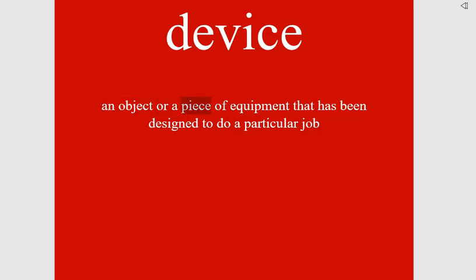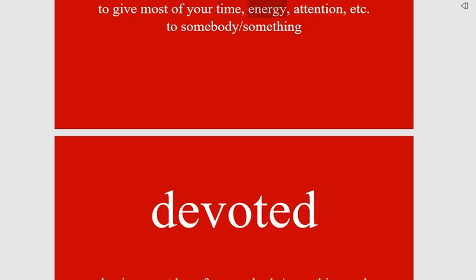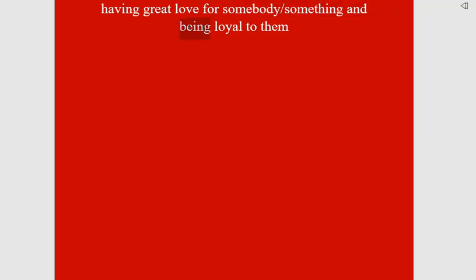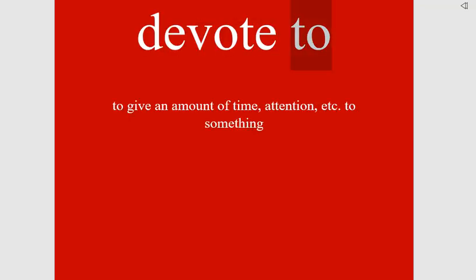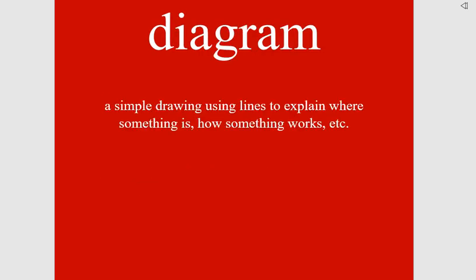Device. An object or a piece of equipment that has been designed to do a particular job. Devote yourself to somebody/something. To give most of your time, energy, attention, etc. to somebody/something. Devoted. Having great love for somebody/something and being loyal to them. Devote to. To give an amount of time, attention, etc. to something. Devote yourself to. To give most of your time, energy, attention, etc. to somebody/something. Diagram. A simple drawing using lines to explain where something is, how something works, etc.